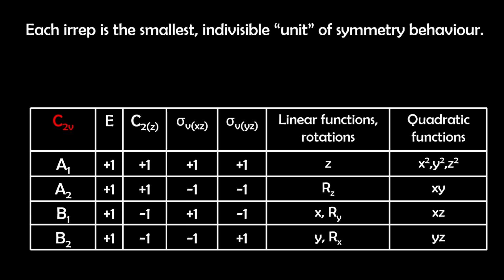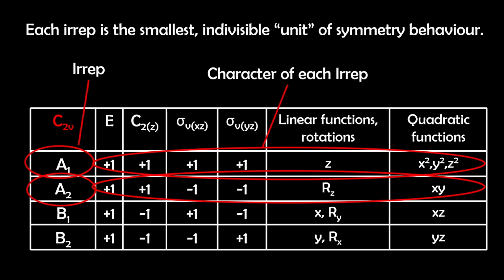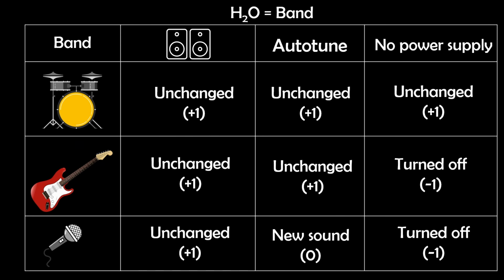Think of an irrep as the smallest unit of symmetry behavior, or a pattern that tells you exactly how something corresponds to every symmetry operation in that point group, and each irrep gets its own row in the character table. Here's another way to think of it. Imagine the molecule is a band. Each irrep is an instrument like drums, guitar, or vocals, and each symmetry operation is like applying an effect to that instrument. Not every instrument reacts the same way.